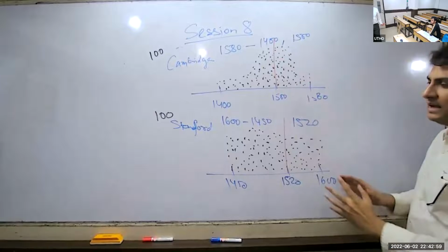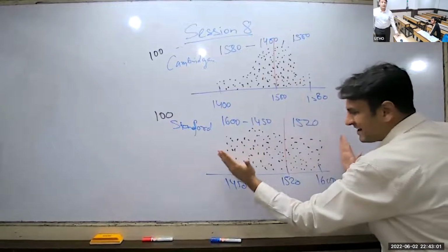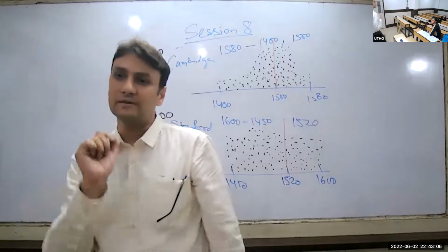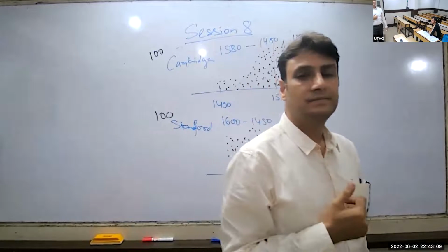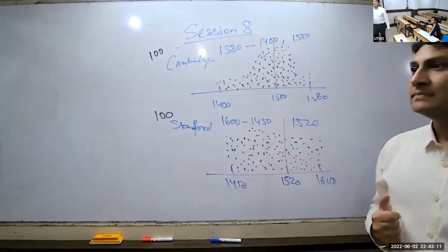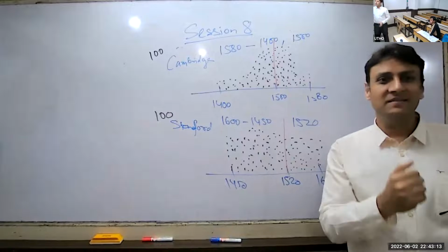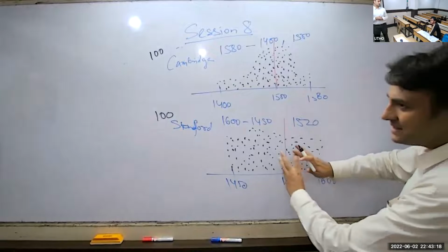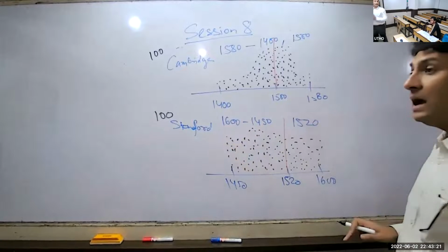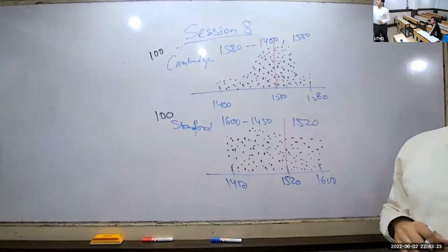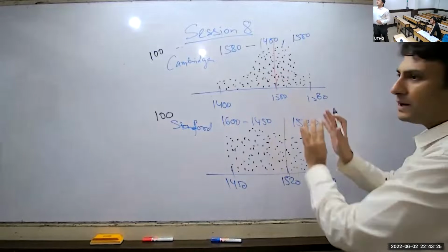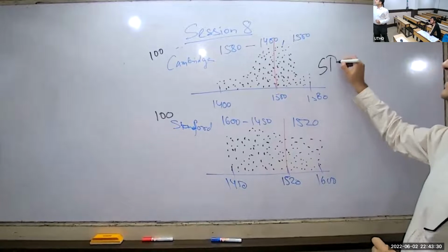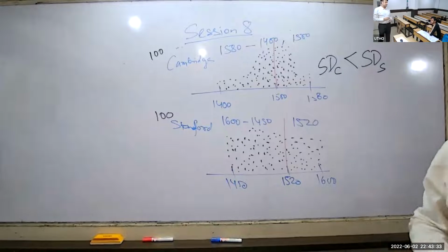बोलो समझ आया ये basic चीज? So guys, standard deviation पे अब मैं आता हूँ. The key word is deviation. Deviation from what? Mean. Mean से कितना फैला हुआ है मेरा डेटा? So higher the spread, higher the standard deviation. Lower the spread, lower the standard deviation. So I will say standard deviation of Cambridge will be less than standard deviation of Stanford.